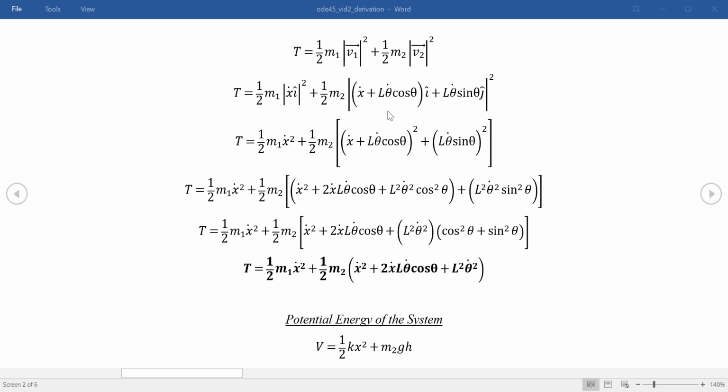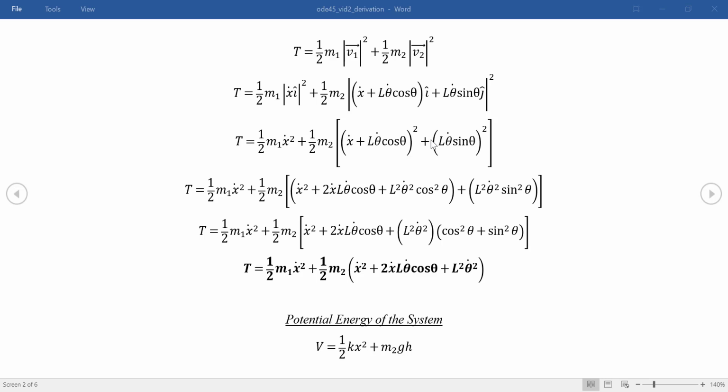Then you want to get the magnitudes of these velocities, and we can get that by summing the square of the individual I, J, and K components. There's only an I component for mass 1, so its magnitude is just x dot squared for velocity 1. For velocity 2, it only has I and J components, no K component, so we square those individual components and add those up.